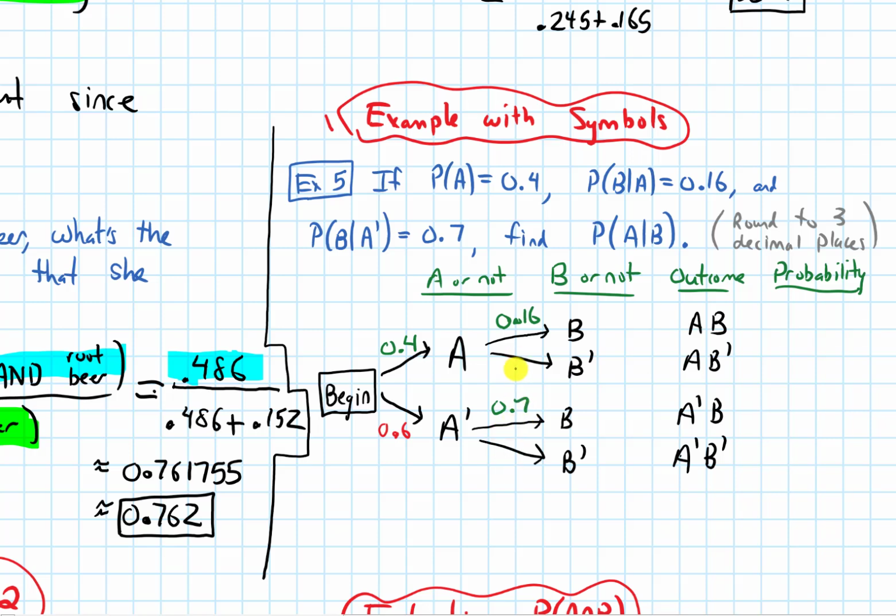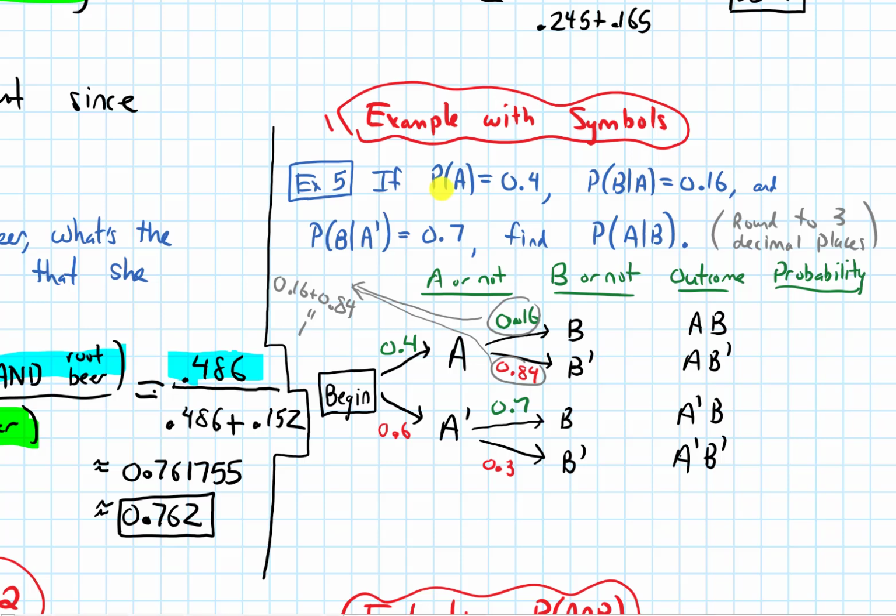Based off of this, I can fill out these 2 missing branches. This one would be 0.84, because that added to 0.16 is going to be 1. Let me put this in the margin to show where I got this. It's 0.16 added to 0.84. They need to add up to 1. Similarly, this has to be a 0.3 because I need to be able to add it to 0.7 to get 1. Now we are ready to write out these final probabilities.